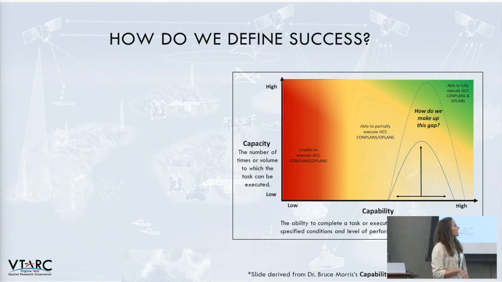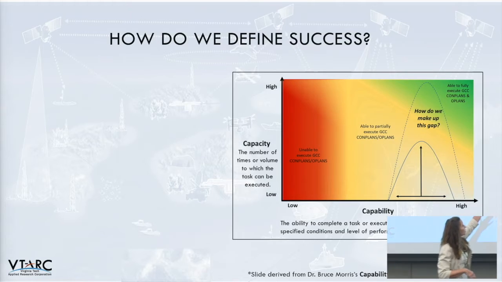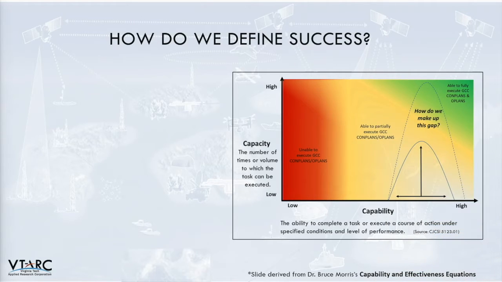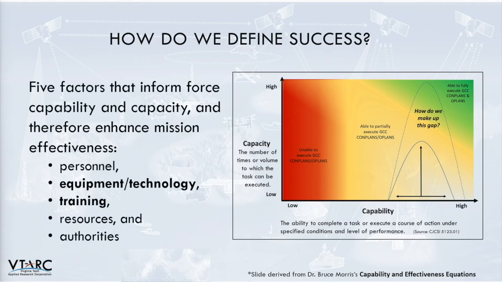So how do we define success? We use the ability to execute combatant commands, com plans, and O plans. That's the success criteria, right? Because ultimately, that's what we're trying to do. We are supporting our warfighters as they go out and try to execute. So notionally speaking, if we have a capability and a capacity as that shape, the solid shape is demonstrating, but we need to get up into that upper right quadrant up there to where we are successful. How do we get there? What is it that's going to enable us to make up that capacity and capability gap?